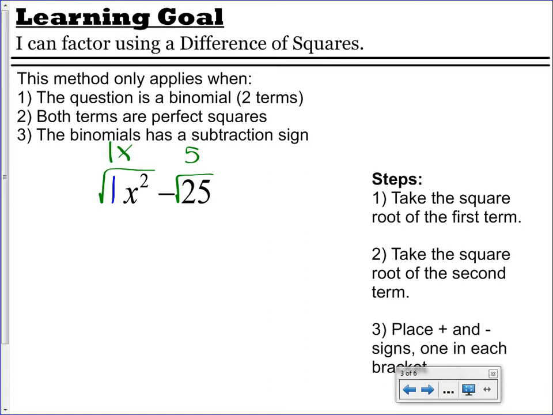So I've done my first step, done my second step. Step 3, it says place a plus and minus sign, one in each bracket. So I'm going to create 2 brackets here. And all I have to do is take x, put it in both brackets. I have a plus sign, a minus sign, and put 5 in both brackets. That's it. Jenny?